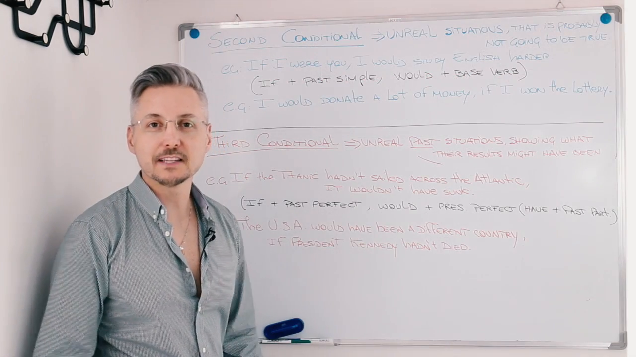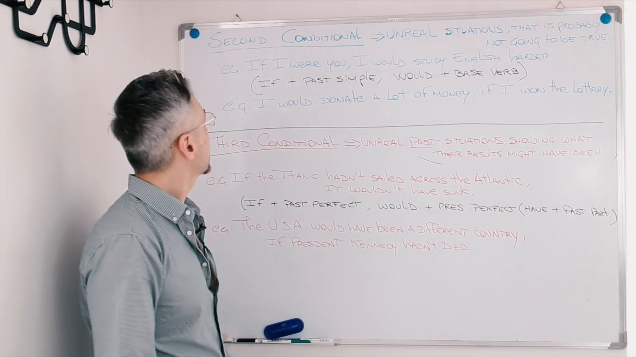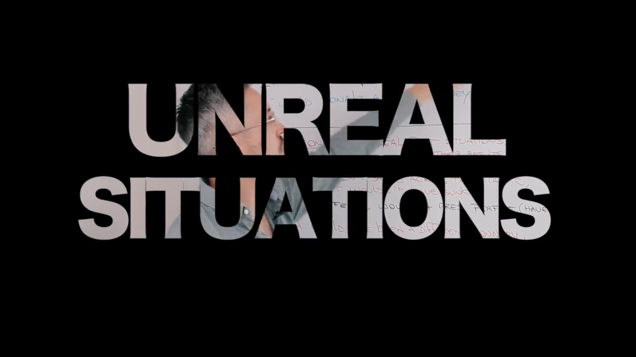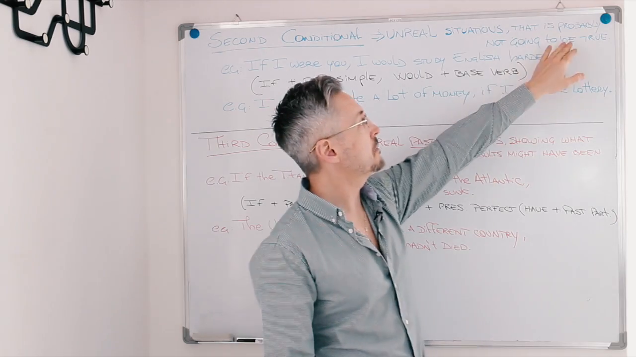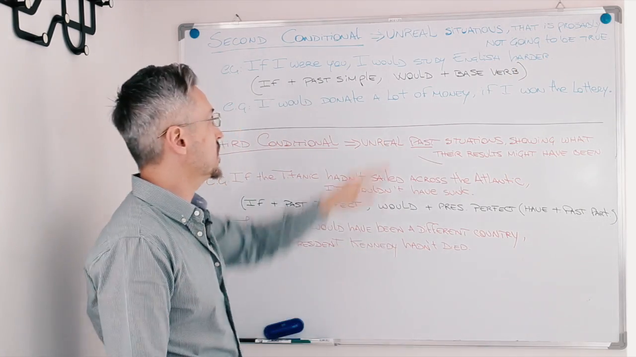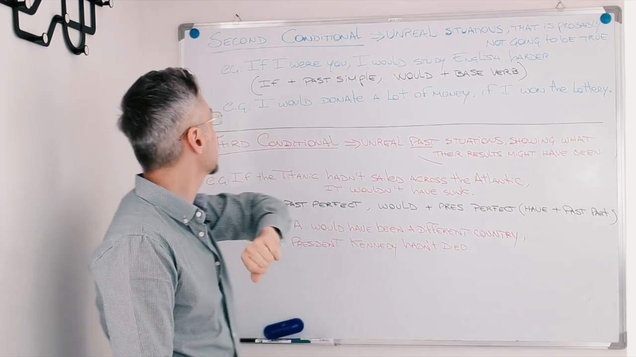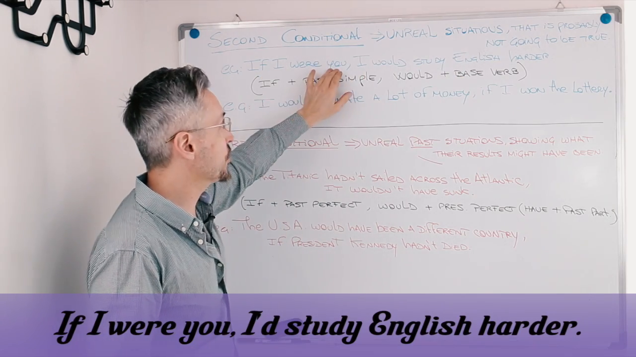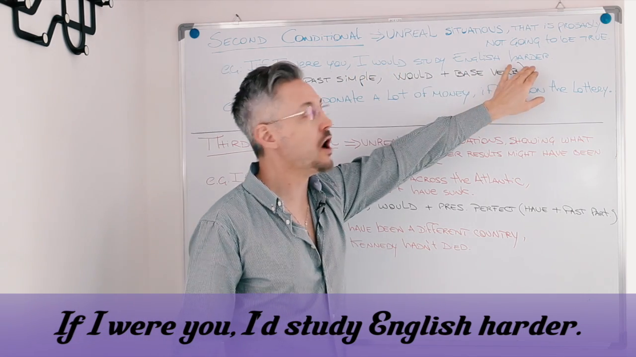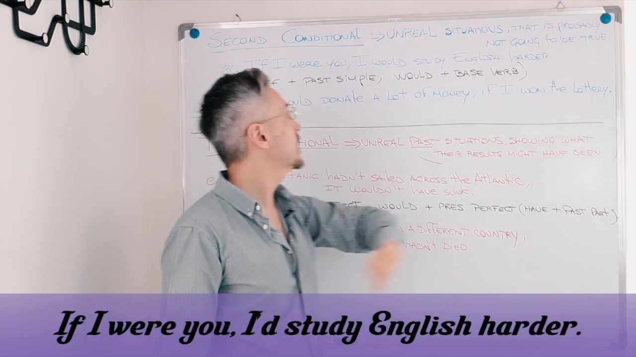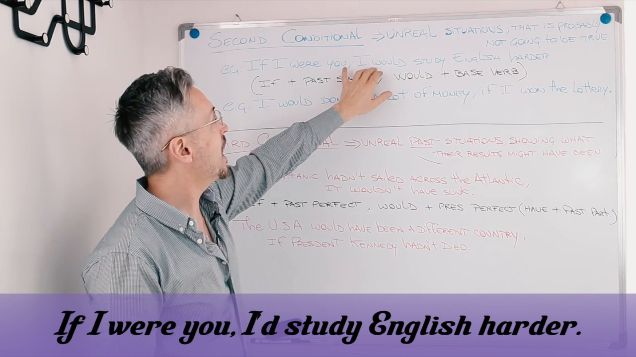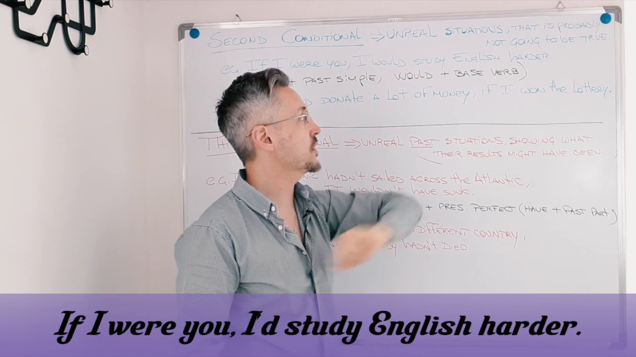Now let's take a look at the second and the third conditional. So the second conditional, we use it for unreal situations that are probably not going to be true. Unreal situations, I said, unreal situations. If I were you, I would study English harder. So we have the condition, if I were you, I would study English harder.